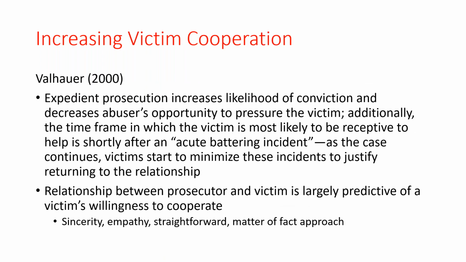All of the research basically says the exact same thing about expedient prosecution. The faster the case goes through the system, the higher the likelihood of conviction, and the lower the likelihood the abuser is going to be able to pressure the victim. That's kind of self-explanatory. It's why a lot of jurisdictions have fast-track programs for domestic violence cases.